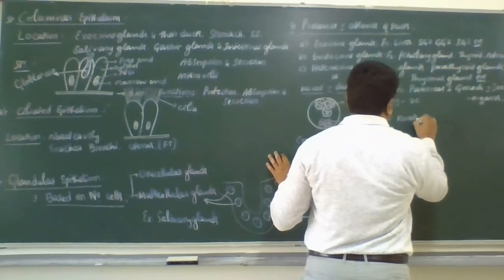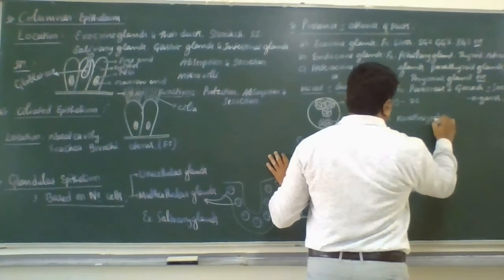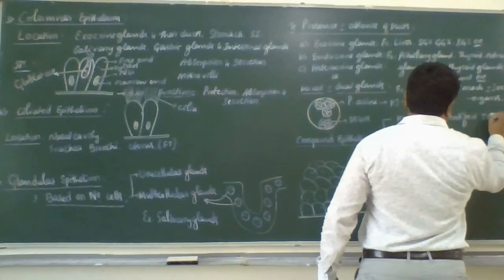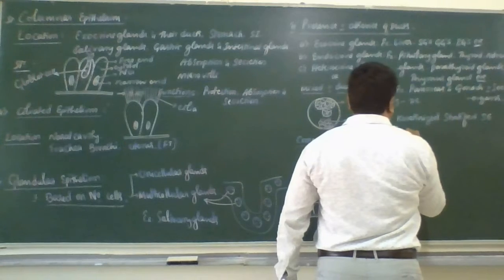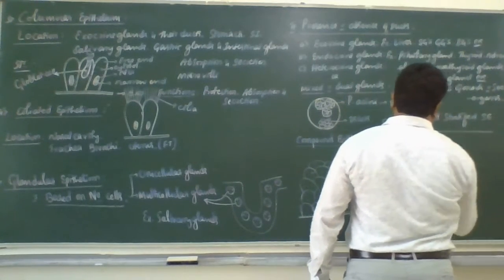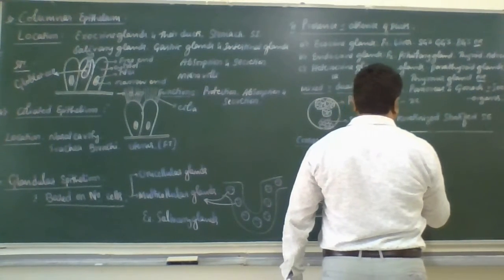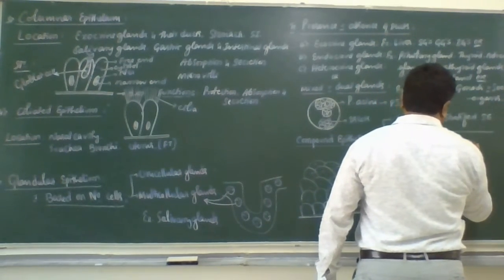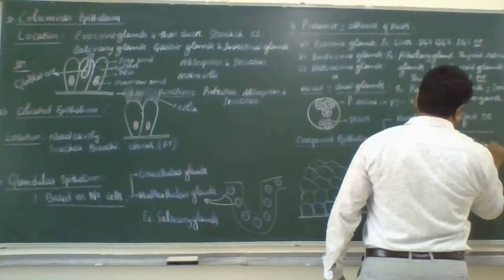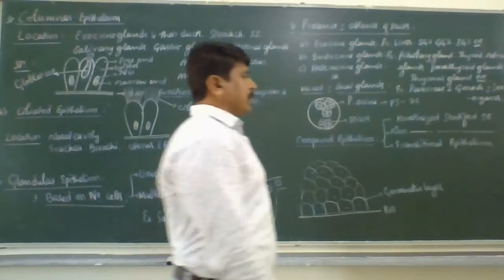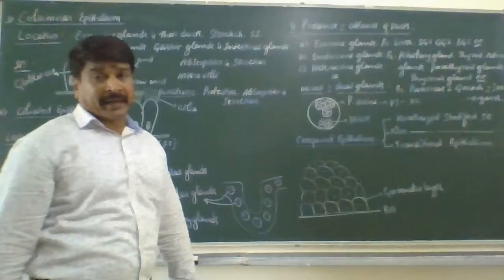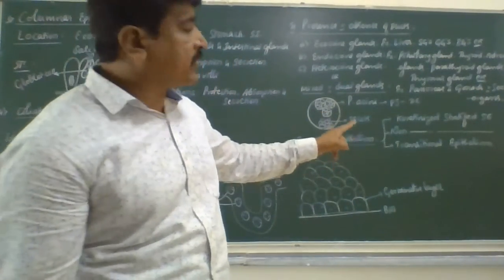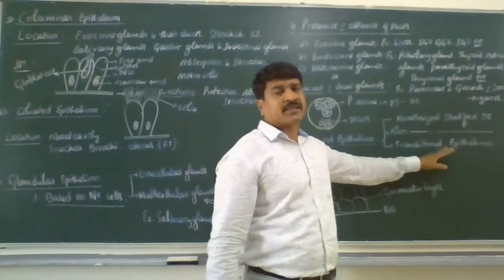They are the keratinized stratified squamous epithelium, non-keratinized stratified squamous epithelium, and transitional epithelium. So these are the three types of compound epithelium.